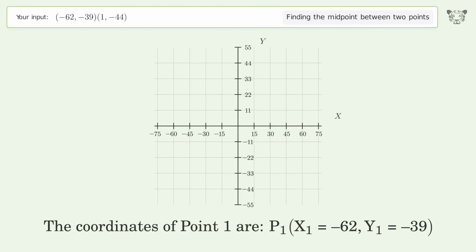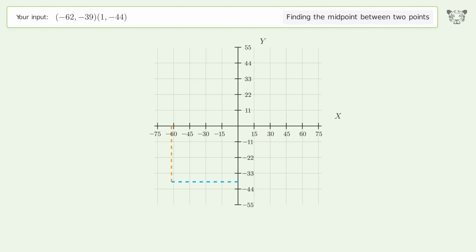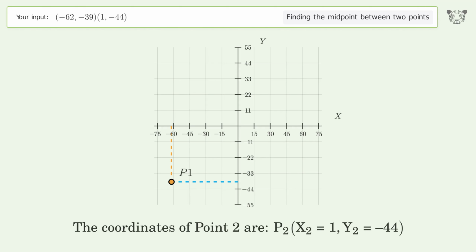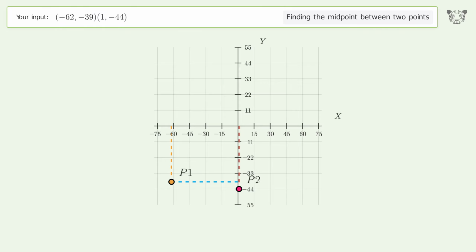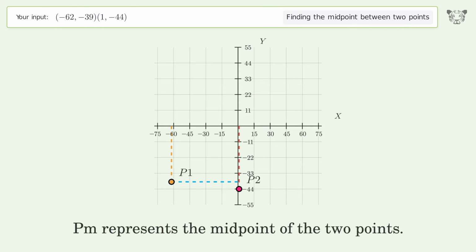The coordinates of point 1 are x1 equals -62, y1 equals -39. The coordinates of point 2 are x2 equals 1, y2 equals -44. PM represents the midpoint of the 2 points.